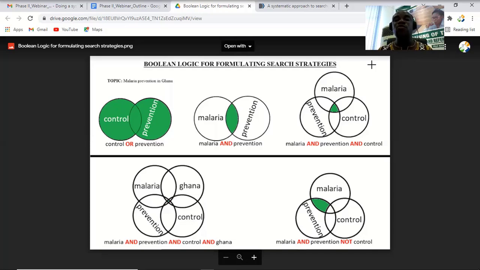Therefore, we can also use the same Boolean logic to eliminate all publications that deal with control of a particular condition or disease.